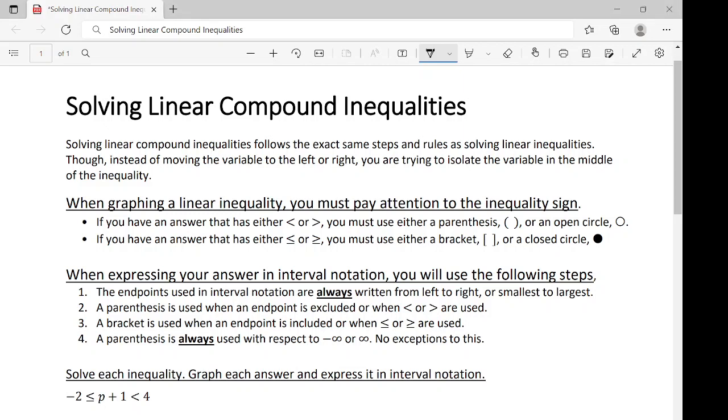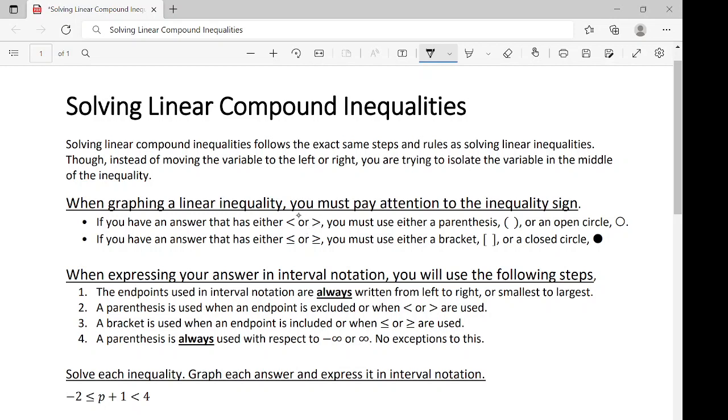Solving linear compound inequalities follows the exact same steps and rules as solving linear inequalities. Though instead of moving the variable to the left or to the right, you're actually trying to isolate the variable in the middle of the inequality. So everything in the middle needs to be moved out to the sides. Graphing and interval notation still follow the exact same steps.